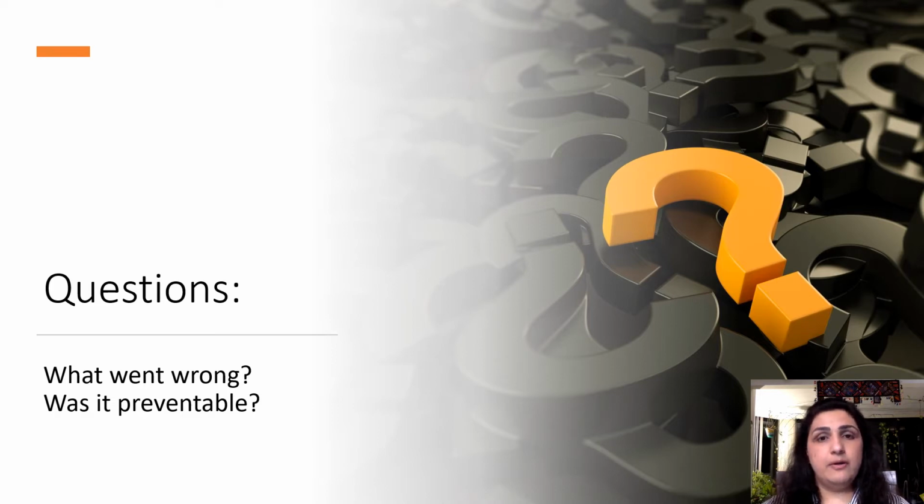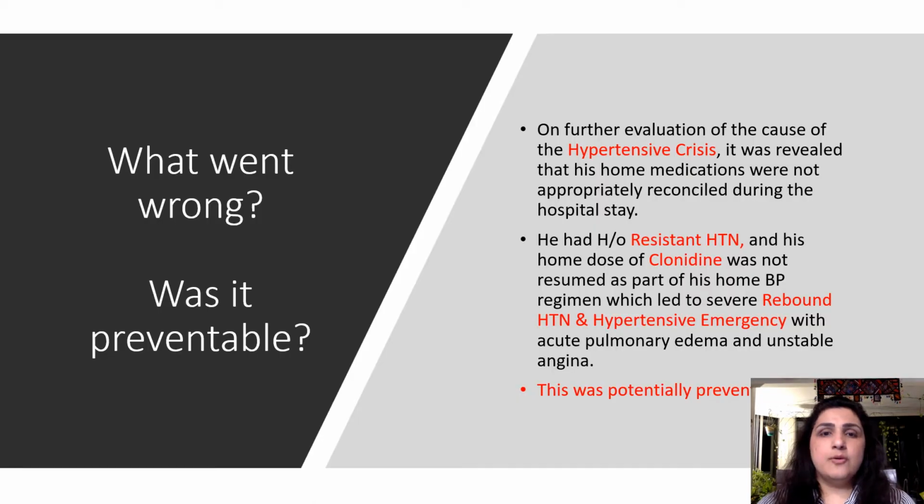But what went wrong here was that his home blood pressure medications were not continued inside the hospital, and that caused his hypertensive crisis. On further evaluation of the cause of the hypertensive crisis, it was revealed that his home medications were not properly reconciled during the hospital stay. As he had resistant hypertension, his home dose of clonidine was not continued as part of his hospital medications, which resulted in rebound hypertension and the hypertensive emergency with acute pulmonary edema and unstable angina.